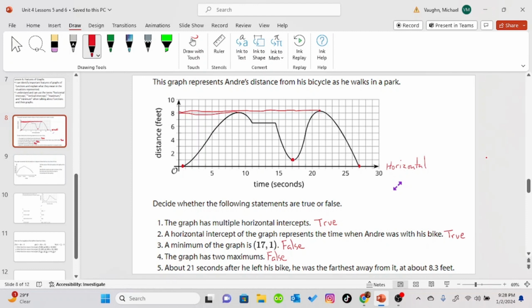Number 5. About 21 seconds after he left his bike, he was the farthest away from it at about 8.3 feet. So 21 seconds means we go to the right until we hit 21, and then we go up to that point that we just declared the maximum, slightly above 8 feet. So 8.3 feet could be correct. So number 5 is true.